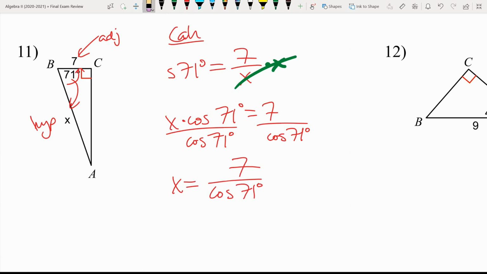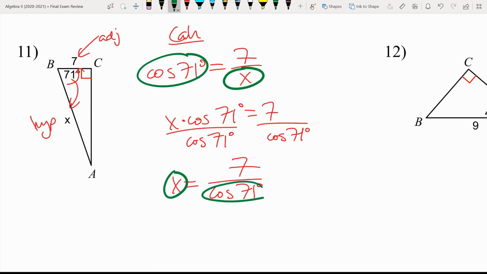Notice if we go back to the original, let me put that back in there, really all that happened here is that these switch positions, right? Now the x is up to the left and the cosine of 71 degrees is down to the right. So if you see that enough times, you recognize like, oh, I just got to swap those and you can work it out. But then the rest of it is just plug this in your calculator. 7 divided by cosine of 71 degrees.